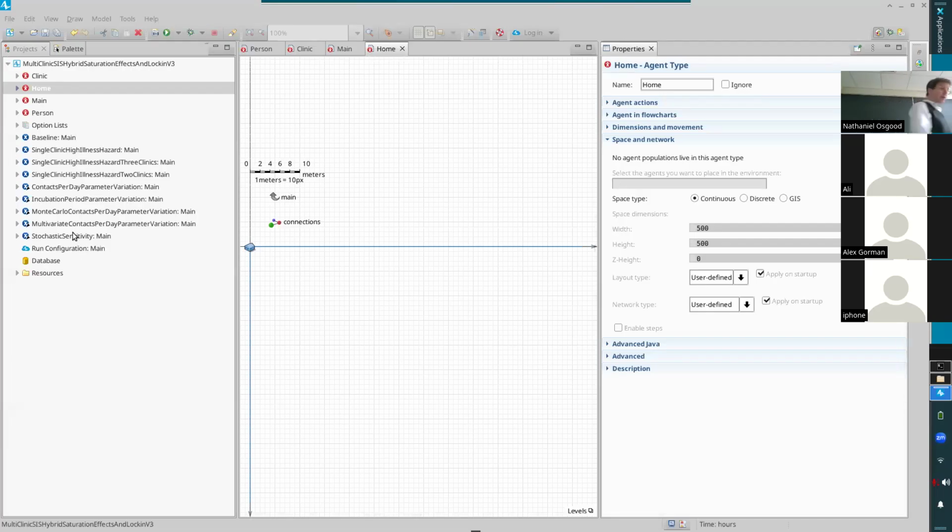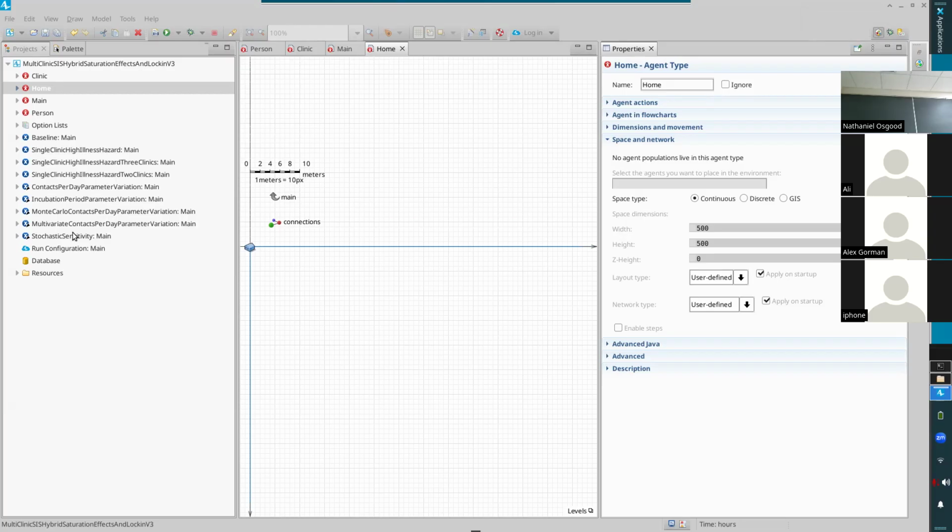So the first thing I'm going to run is going to apply to some of the modeling types we use, but not others. And it's called a stochastic sensitivity. It doesn't involve changing any parameters. It doesn't involve changing the structure. Instead, we're running the model over and over.